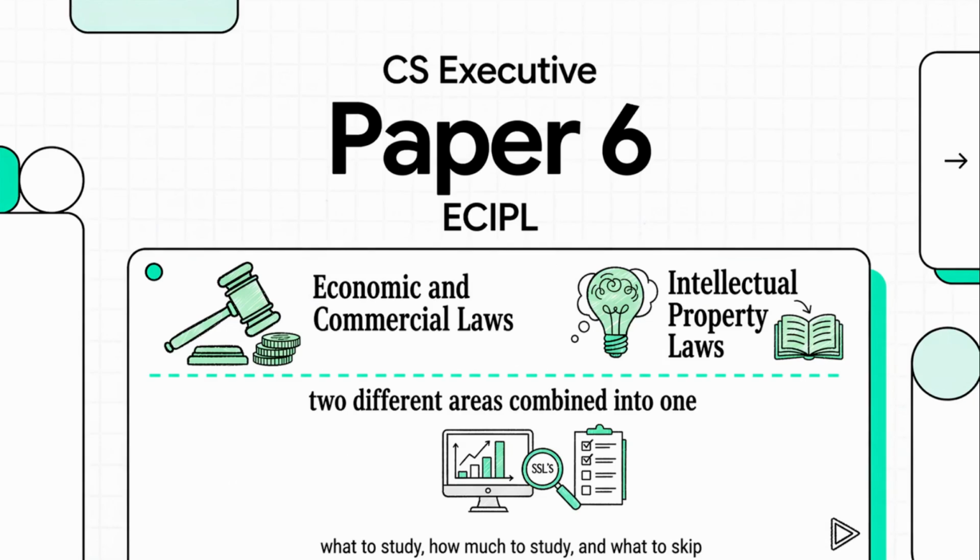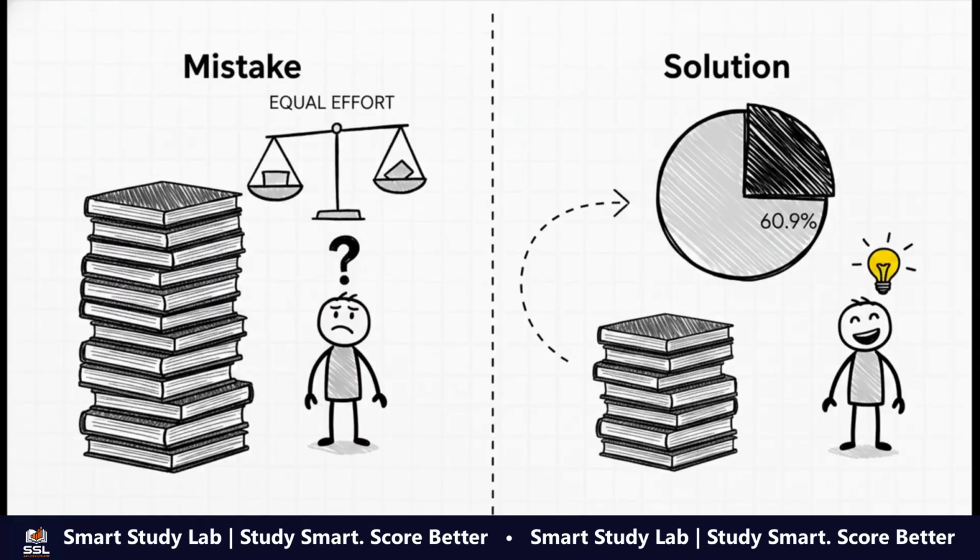Let's jump right in. You know, most students look at the 20 chapters in Paper 6 and they make one huge mistake. They try to give every single chapter the same amount of attention. And what's the result? Come exam day, they feel, well, average everywhere, but strong absolutely nowhere. But what if I told you the data paints a completely different picture?